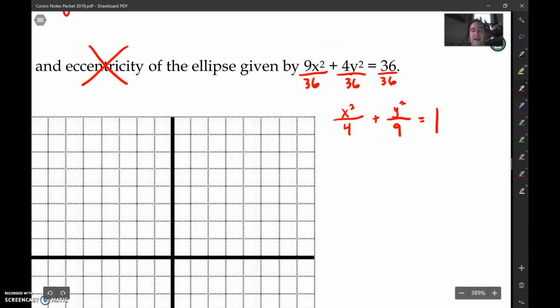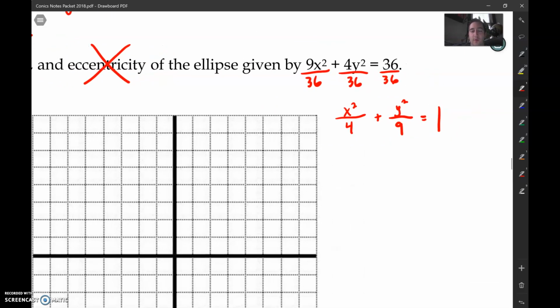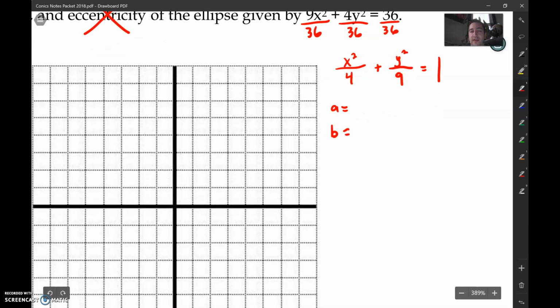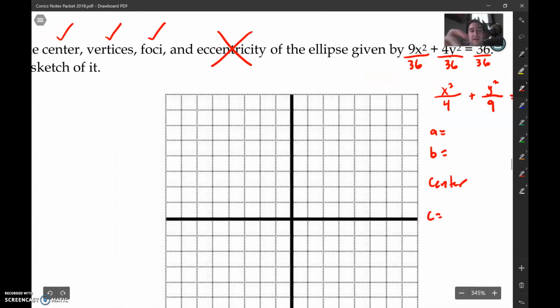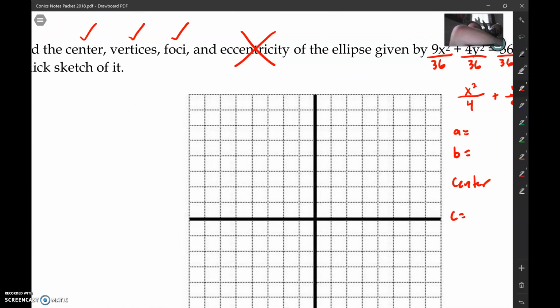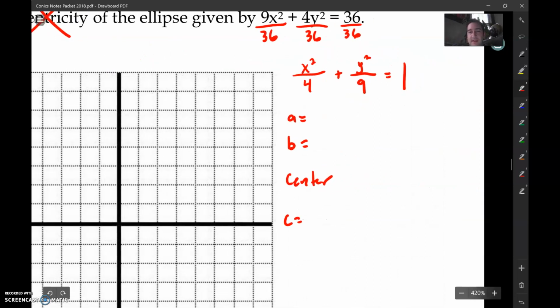So what do we need to find an ellipse? This is like your toolkit. We know we're going to need A, that's our major axis. We know we're going to need B, that's our minor axis. We know we're going to need the center. And we're also going to need C, to find our foci, our 2 focal points. See? Center, vertices, foci. So let's start attacking this.